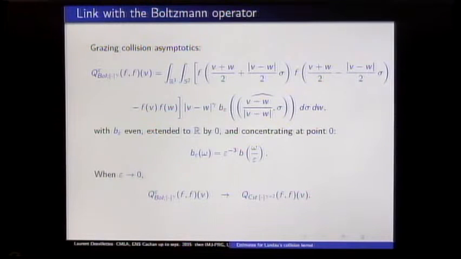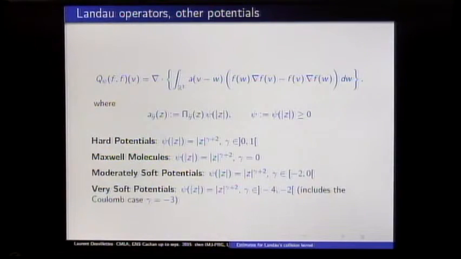However, there is something which appears when you look at these asymptotics. It is that depending on what you put at the level of the Boltzmann operator here, in terms of functions of v minus w, that is the relative velocities between the two incoming particles, you can end up in the Landau operator with something which is not the 1 over the case when gamma is equal to minus 3, which was the original case of the Landau operator for charged particles. So let me explain this.